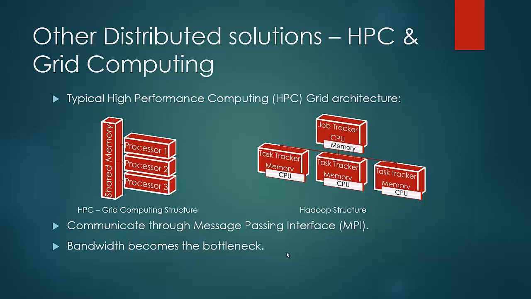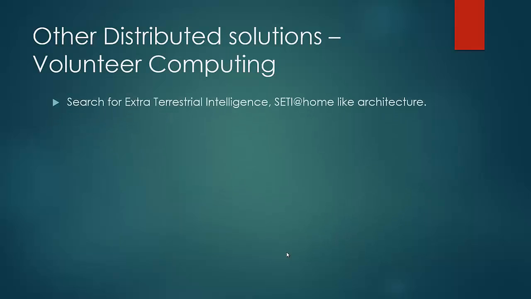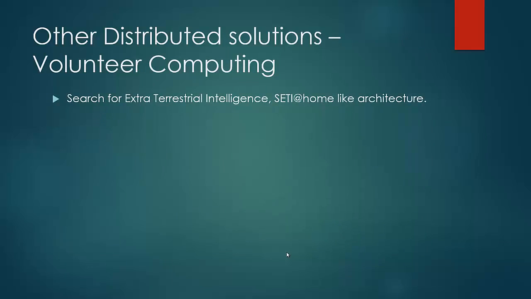Another distributed computing model is volunteer computing. SETI, which stands for Search for Extraterrestrial Intelligence, is a project which aims to analyze the radio waves that they receive from the universe. They try to find a pattern, thus any trace of intelligent communication in the radio waves, to infer if there is any extraterrestrial intelligence trying to communicate with us.